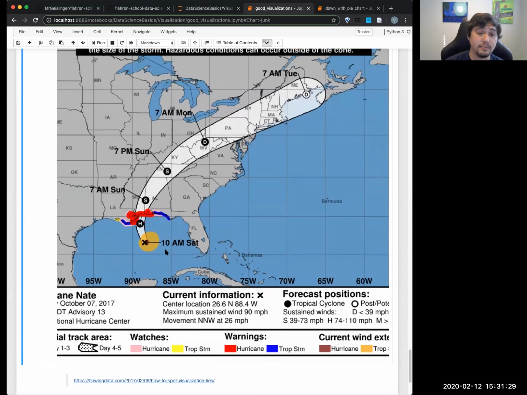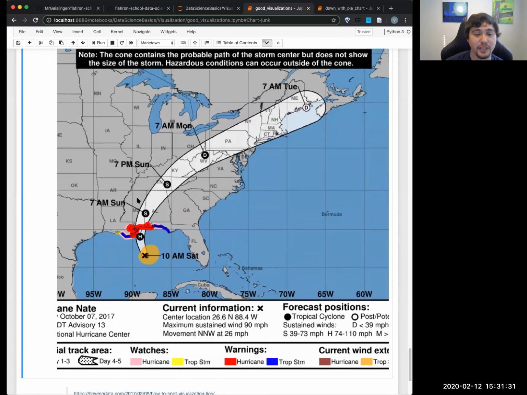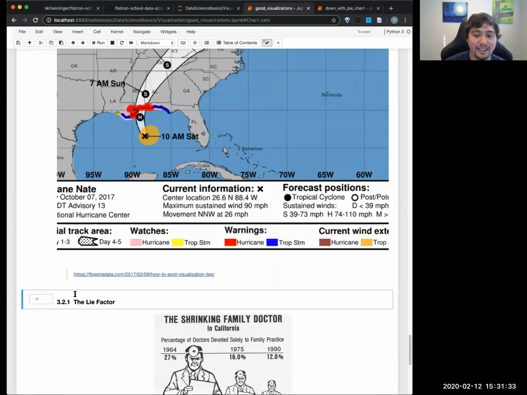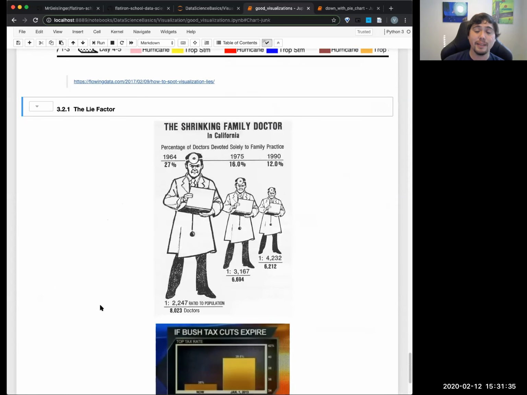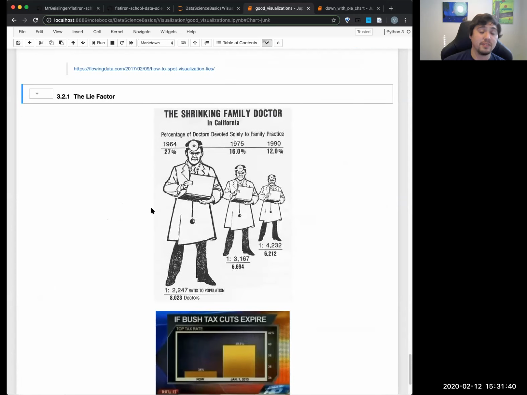Cool. All right, this one gets me. I just love this little note on top. All right, the lie factor. So this actually talks about language in statistics. The main idea here is that there's this really famous one of this doctor, the shrinking doctor and stuff like this.